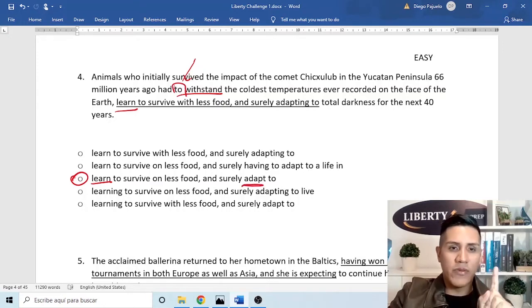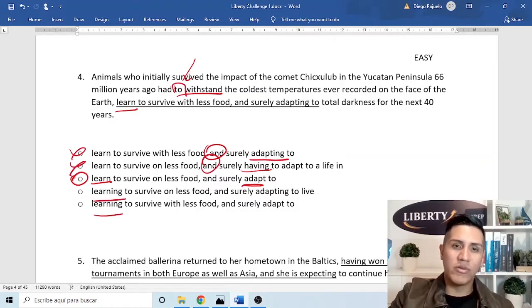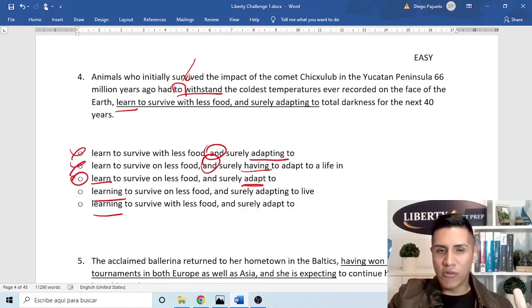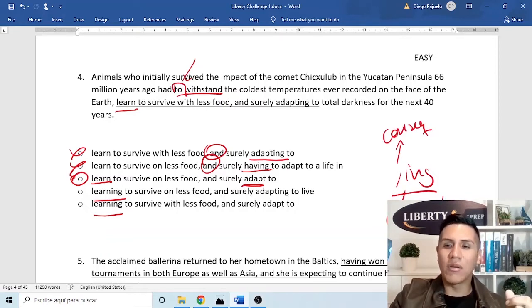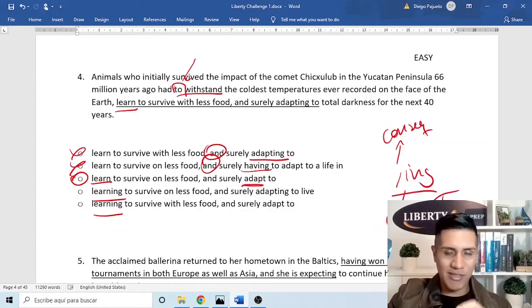Okay, now the other ones are not parallel. Here we have adapting with ing, that's not parallel to learn. Having with ing, it's not parallel to learn, so those 2 are out. And then learning here, it's not parallel to the other one. It will be changing the meaning also, right? Because when you have a comma ing, it is no longer an action, it is more like a consequence, or like an explanation of how, right? How something is done or how something is performed. But that's a different meaning, and we don't want that here.